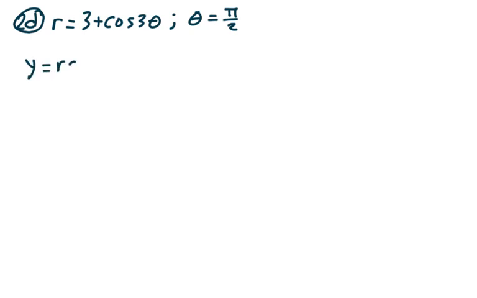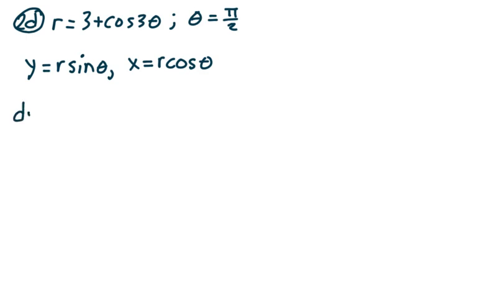Let's take a look at 2d, right? So on 2d, we have r equals 3 plus cosine 3 theta, and theta equals pi over 2. We're basically going to do the same thing again. So I'm going to start off with y equals r sine theta and x equals r cosine theta.